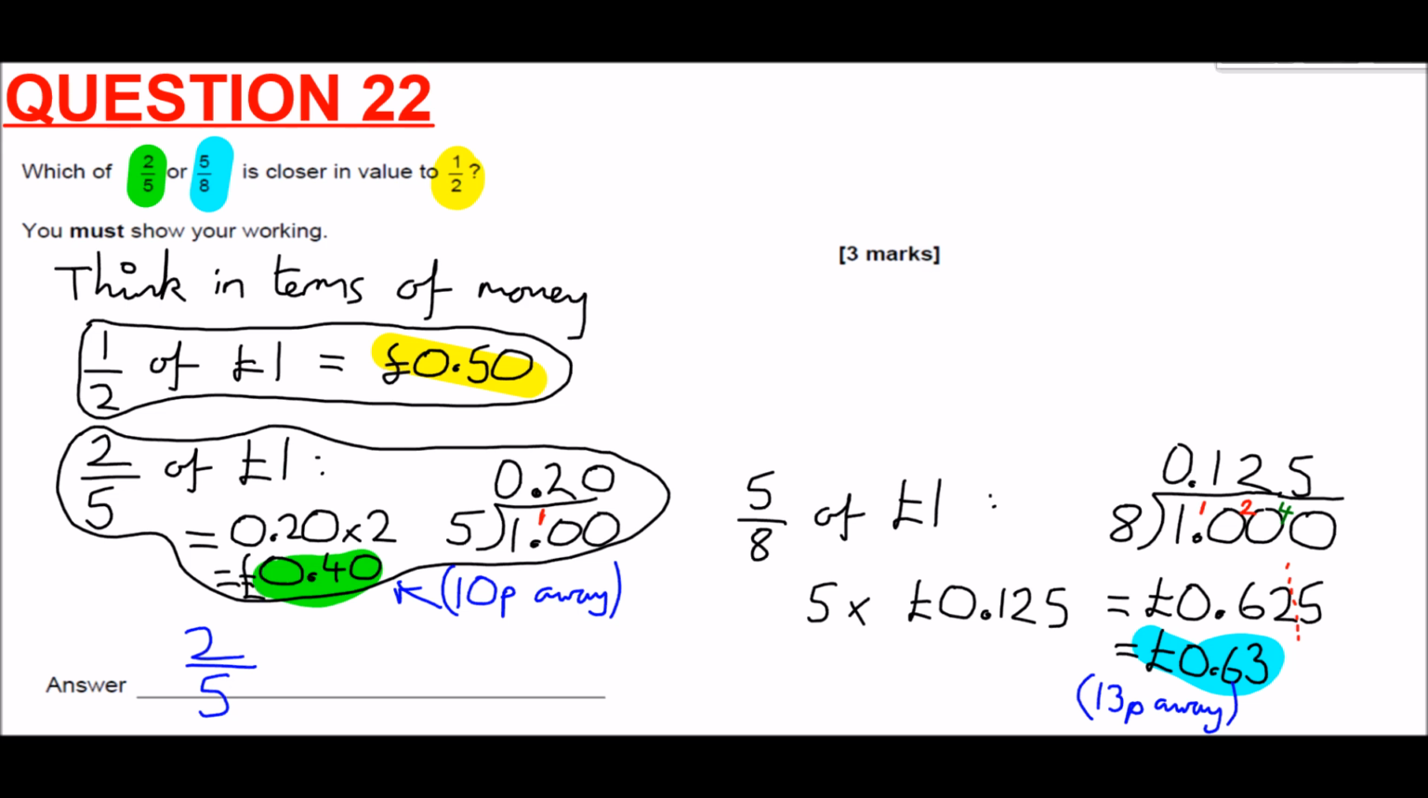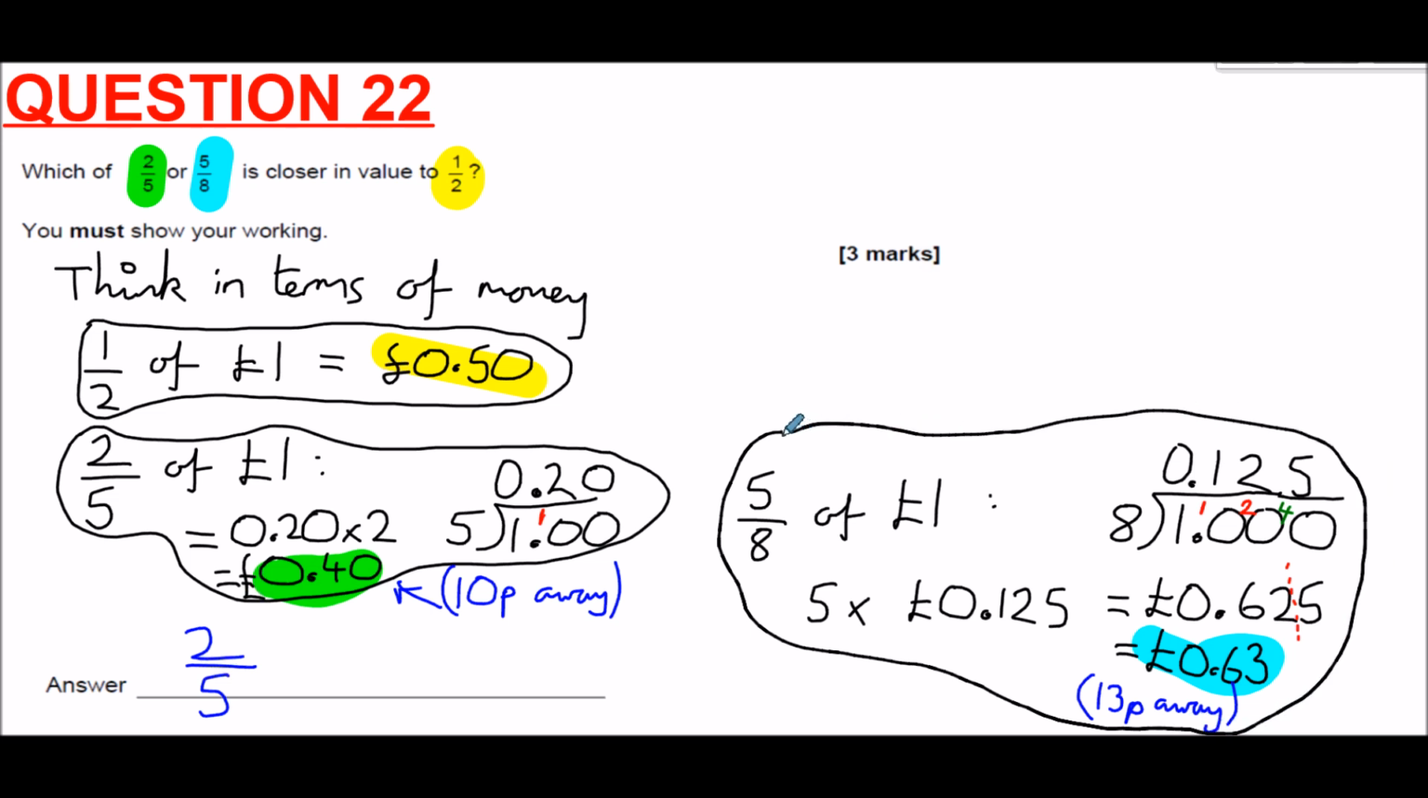I did mention I'd show another way. And this way we're going to use the idea of equivalent fractions. So we can compare fractions directly if we can make the bottom numbers the same. So here, these fractions have 5, 8 and 2 as the bottom numbers.